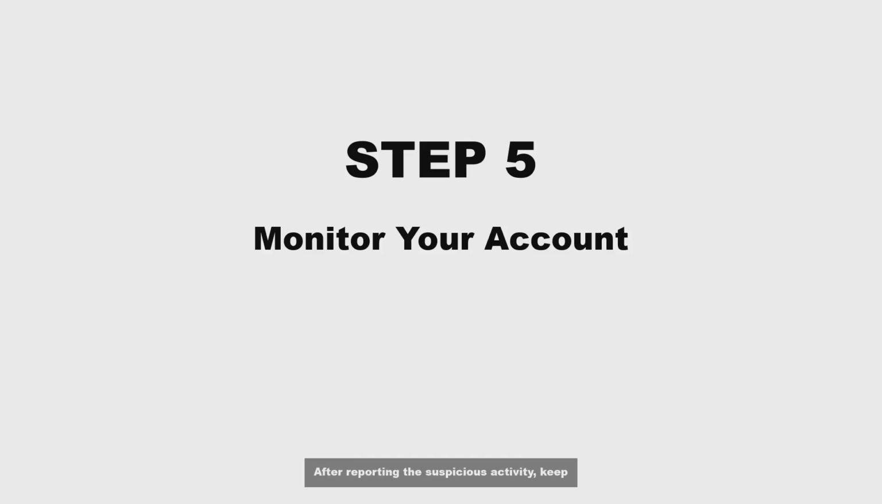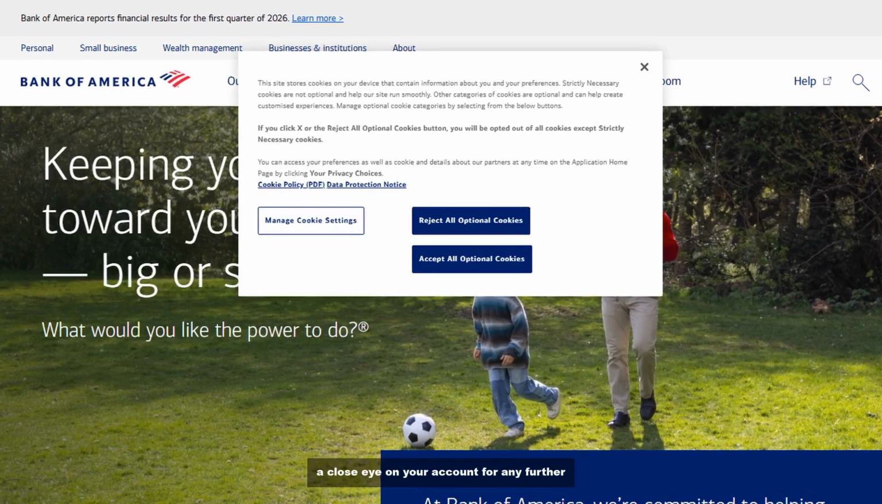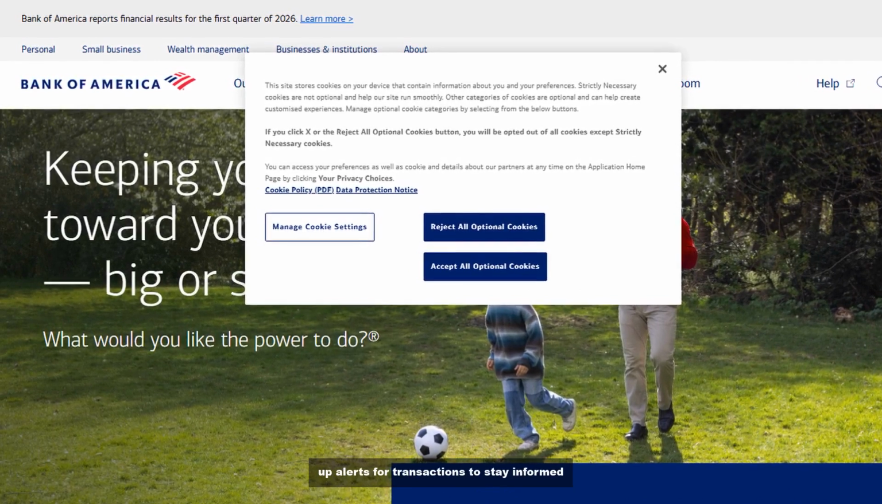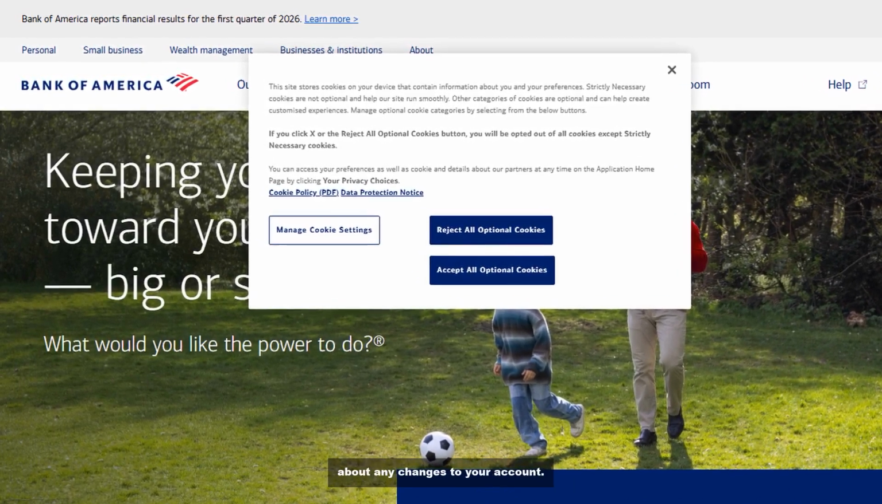Step 5. Monitor your account. After reporting the suspicious activity, keep a close eye on your account for any further unauthorized transactions. Consider setting up alerts for transactions to stay informed about any changes to your account.